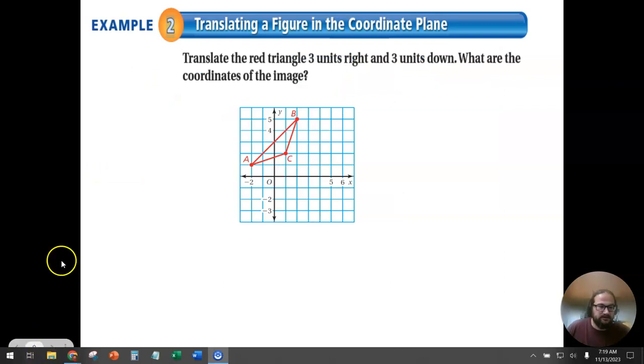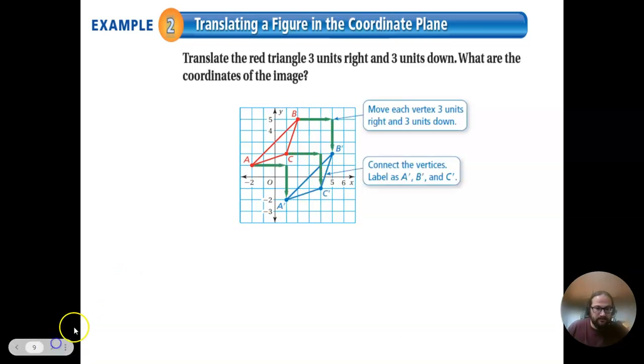Now for example 2, we are supposed to translate this red triangle 3 units to the right and 3 units down, and then say what the coordinates of the image are. So we're going to think of each point moving 3 units to the right, then 3 units down. And then we'll draw new points where those would be.